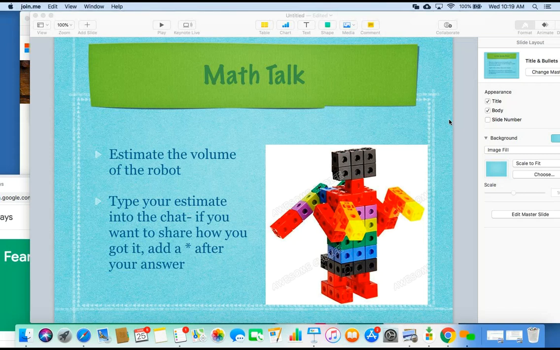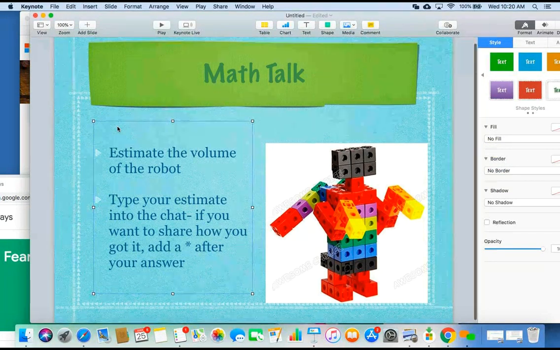I did post on Parent Square last week where your parents can get these cubes online. Next week, for those of you who are trying to do some fun things during spring break, you'll have the opportunity to build your own robots and submit a picture of them, and you can build them with cubes. You could go get some sugar cubes at the grocery store, or you could use cardboard boxes and make a really big robot. But we're going to continue to talk about volume today.